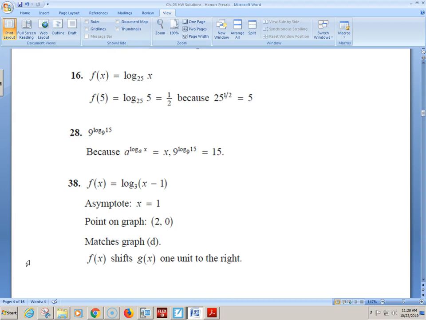Number 28 was a simple, oh hey, inverse property, 15. And number 38 matches with 15. Remember they show us all this extra stuff.